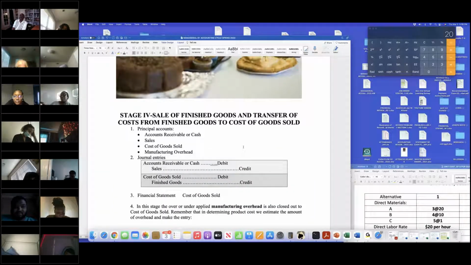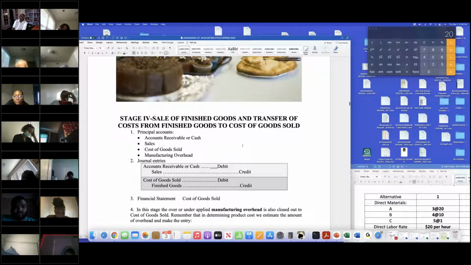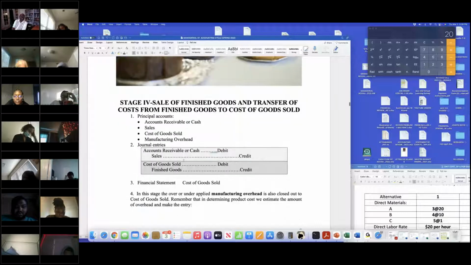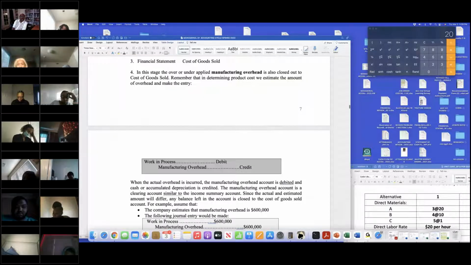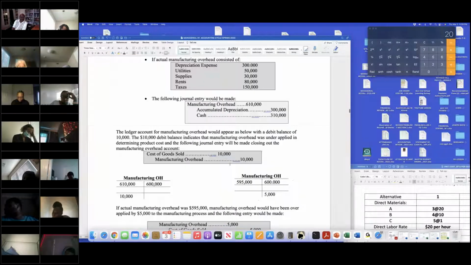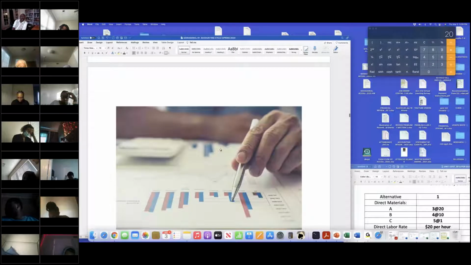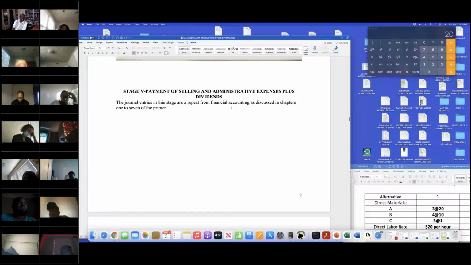So when we sell an item, two things are involved. We got to make a journal entry to sell it, debit accounts receivable or cash and credit sales. Then we've got to take the cost out of finished goods and put it in cost of goods sold because we've sold the item. Then we estimate the overhead, and we'll talk about this next time, but sometimes we have to apply that overhead. And then all those journal entries we made in principles one, paying selling expenses, administrative expenses, and dividends, that comes next. Here's our chart of accounts.